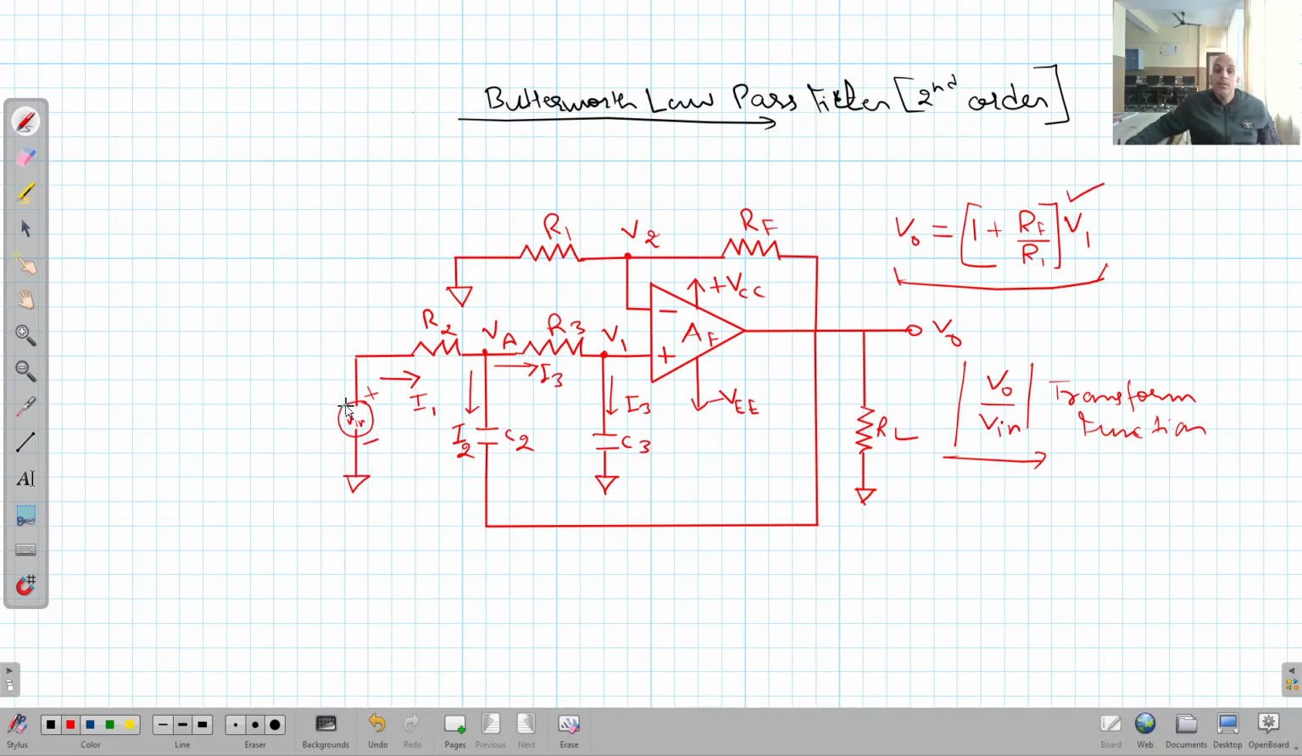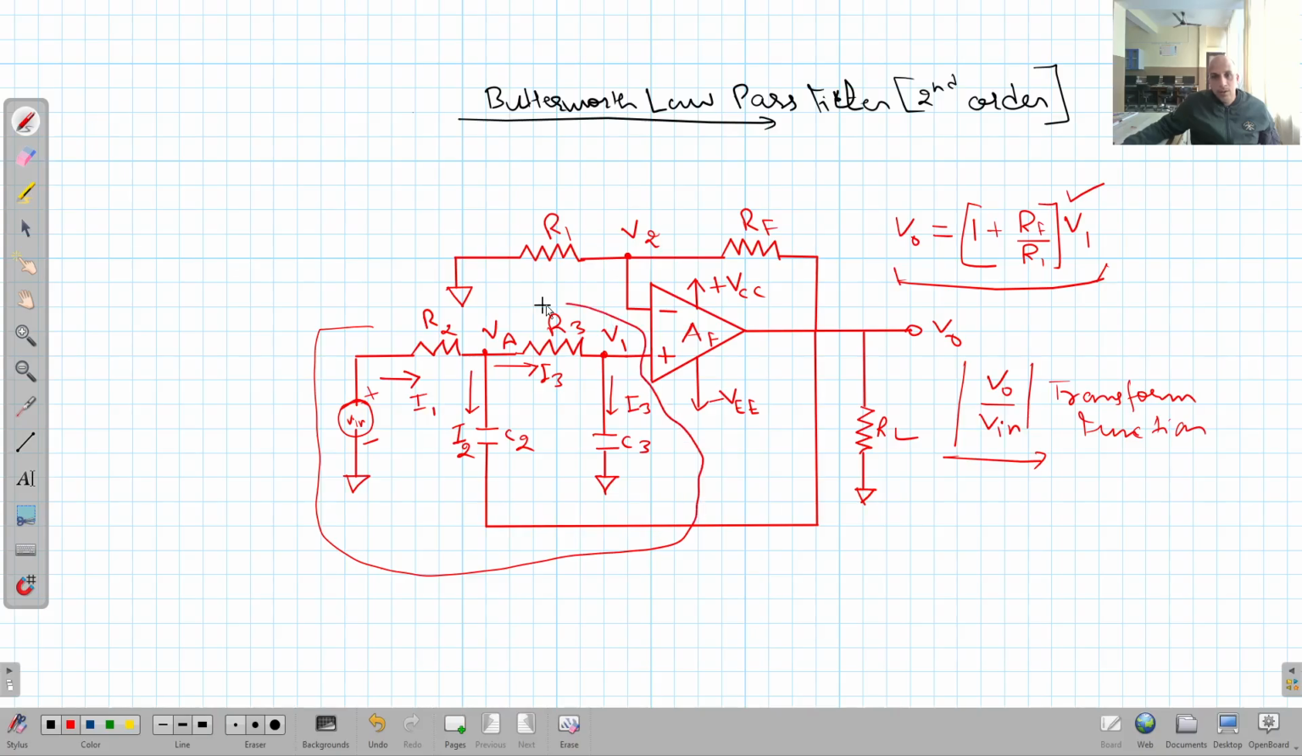Different frequencies of this input signal. Clear? So first of all we will derive the expression for V1, then we will proceed further and write down the expression for the transfer function. Clear? Now I'm going to solve this particular part of this circuit, right?